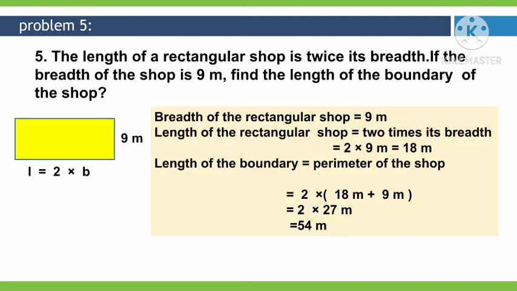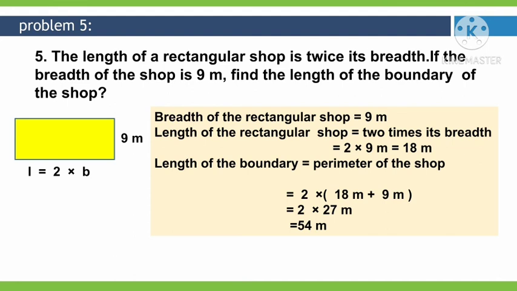The length of a rectangular shop is twice its breadth. If the breadth of the shop is 9 meter, find the length of the boundary of the shop. So we need to find out the length of the boundary, which means the perimeter of the shop. It is a rectangular shop. In order to find the perimeter of the rectangle, we need two measurements, length and breadth.